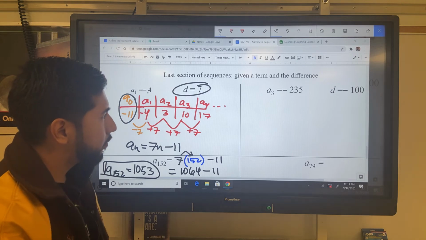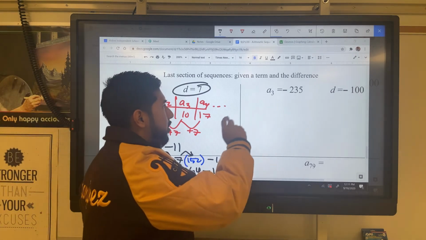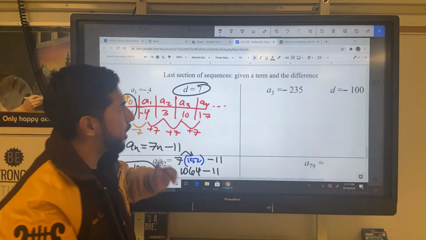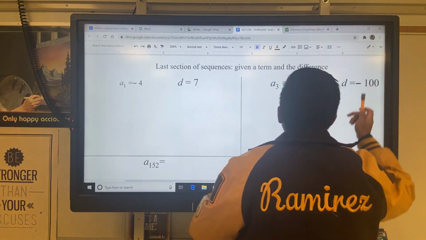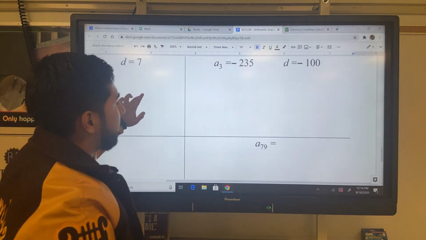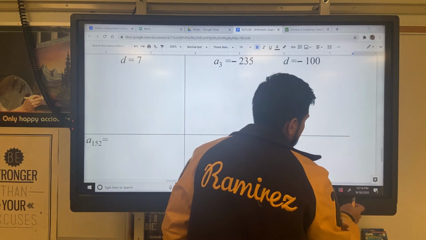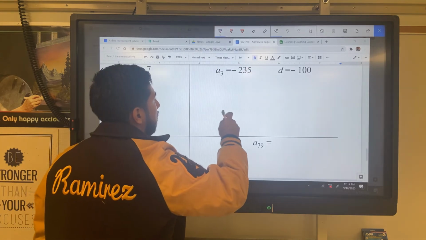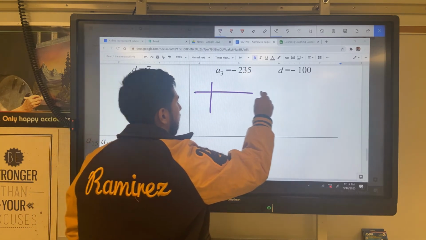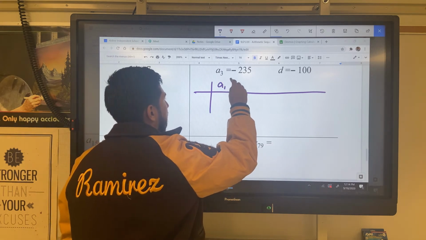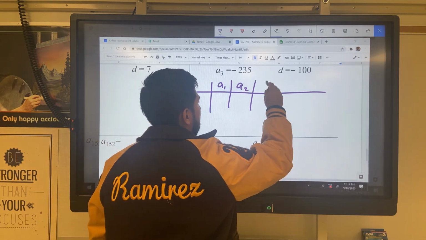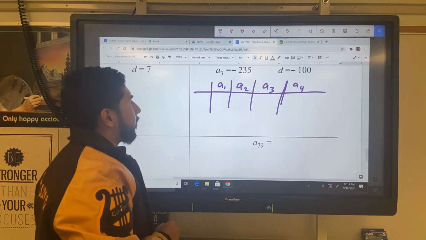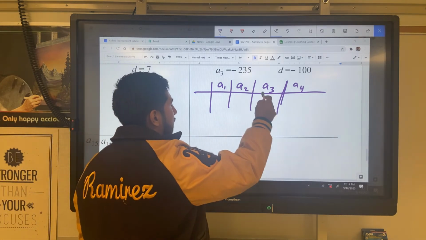Good stuff. Right here on the right side, this is a little bit different because it gives you A3. It didn't hook us up with the A1, so check it out. Let me move it on over. Pick it up a little bit so we have a little more space. Okay, so it gave me A3. So let's make a table: A1, A2, A3, A4. Alright, so right here is A3.